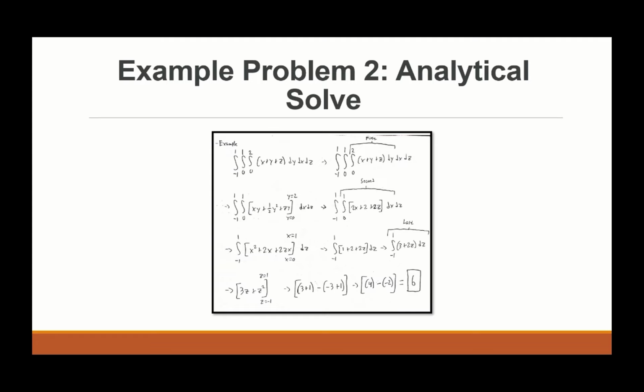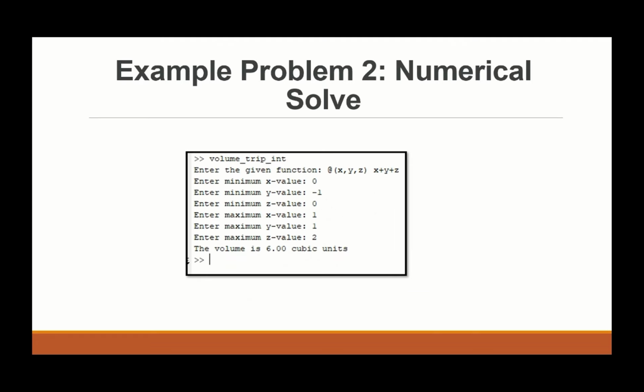Now for the numerical solve of example problem 2, once again you plug in the script file, so volume underscore trip underscore integral. You're told to enter the given function. Once again you have to put with respect to the variables, so @ inside the parentheses x, y, z. Then you just plug in the function, which in this case is x plus y plus z. Then you enter the minimum values of each bound. X is 0, y is -1, z is 0, then the upper bounds or the maximum. X is 1, y is 1, and z is 2.